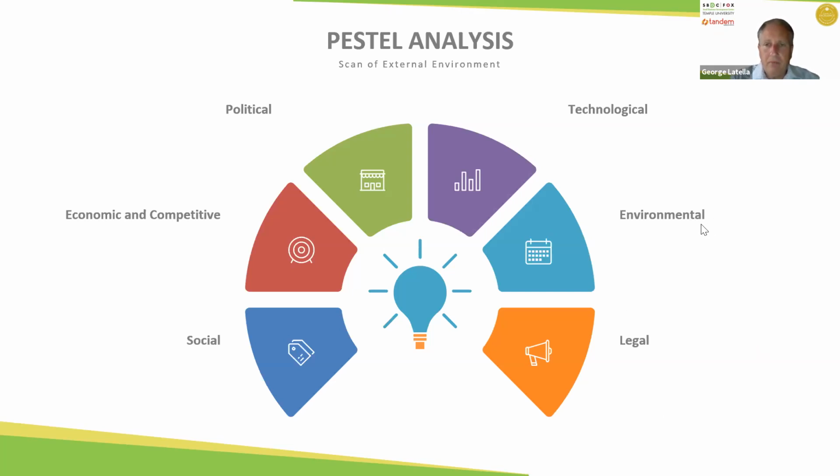And then the environment. The environment for food is really important because obviously most of the things we eat come from some kind of raw material or plant or vegetable or liquid or protein source. So we need to understand what's happening with the environment.